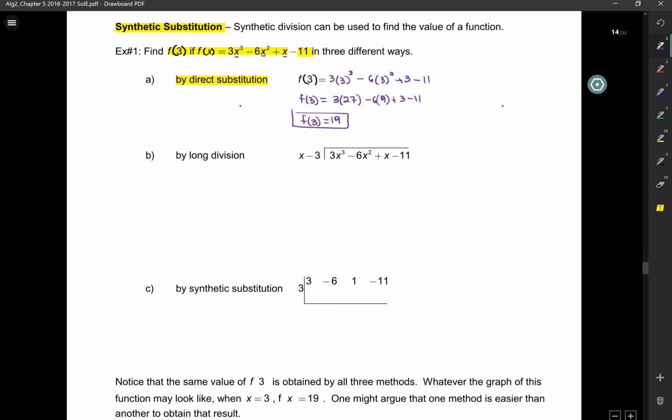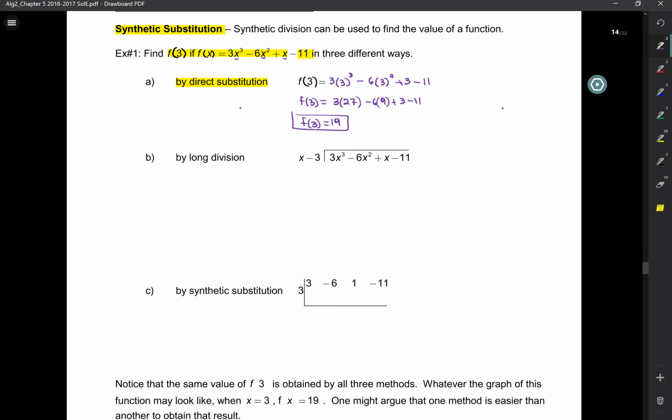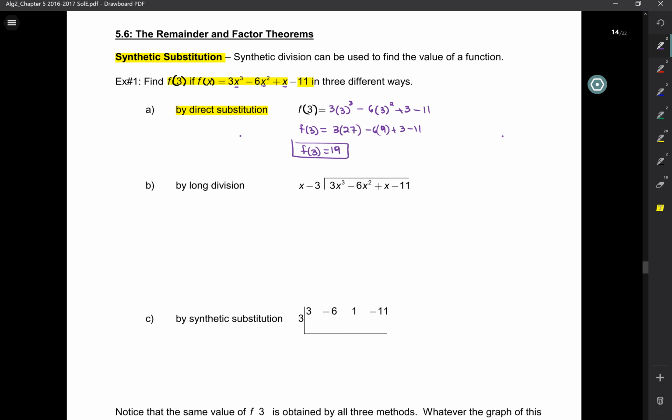All right, now we're going to do the same thing, but with long division. So what we're going to do is this. We're looking for f of 3. So what I do is I take this number 3 and I write it as a binomial, x minus 3, and I get that. So now what I'm going to do is divide. Here is my f of x and this is my x minus 3. So we're going to do long division.